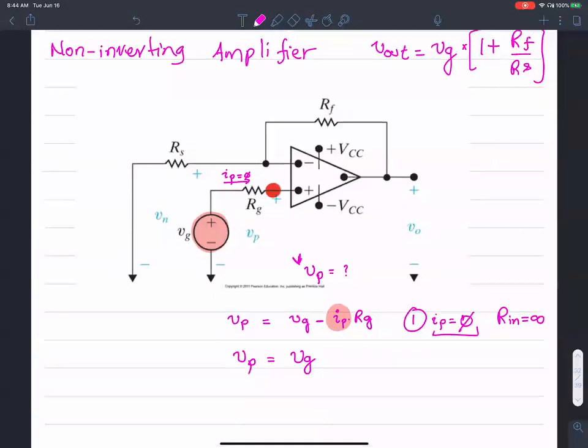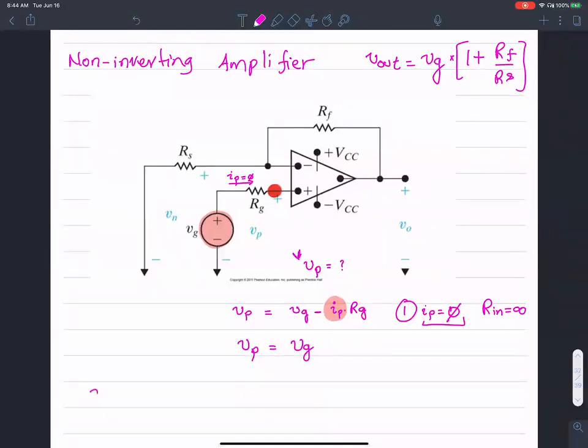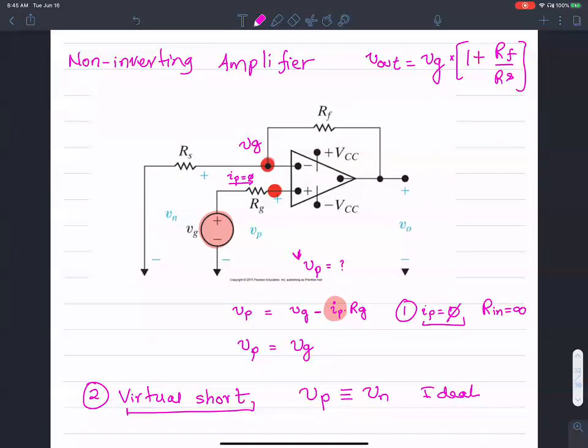So very good. Now I'm able to make the second leap, which is the virtual short. Okay, and I'm able to declare the value at that node to be equal to VG as well, because V positive should equal V negative in an ideal op-amp. Okay, because of the idea of virtual short that we already discussed.